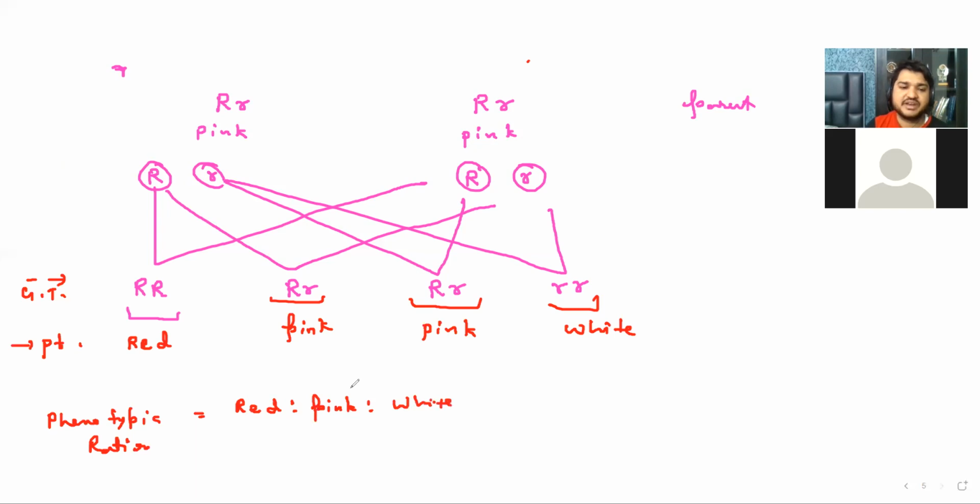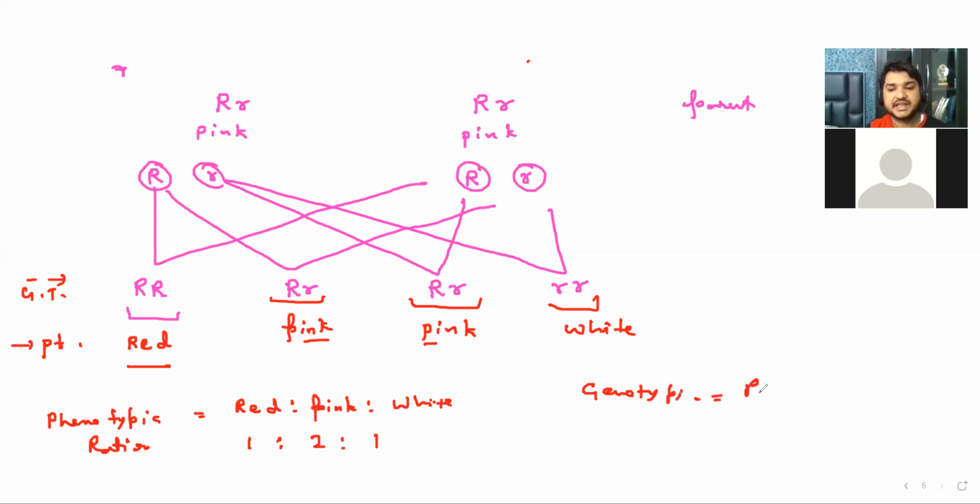Just tell me how many red you saw in the F2 generation. One. How many pink? Two. And white, one. So you simply say that it is 1:2:1. That's it. So this is the phenotype. And if I talk about genotype, how many different genotypes did you get here?